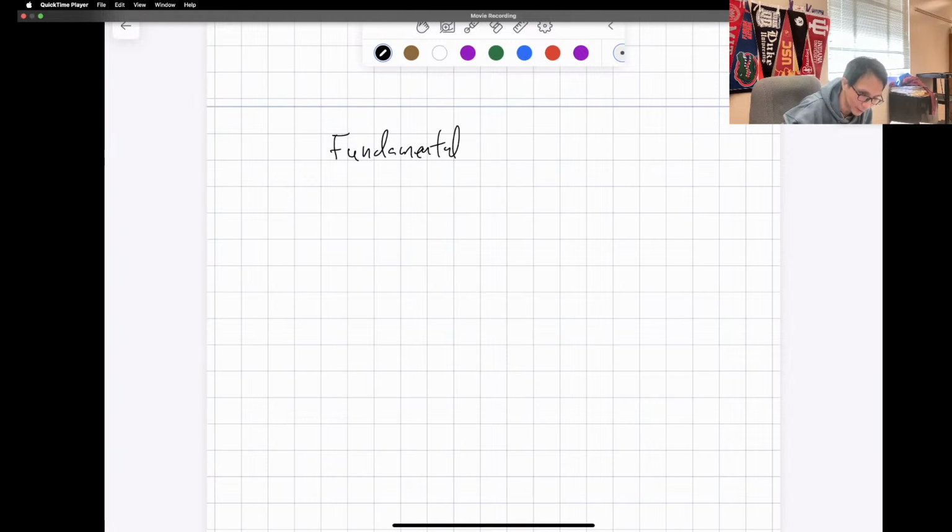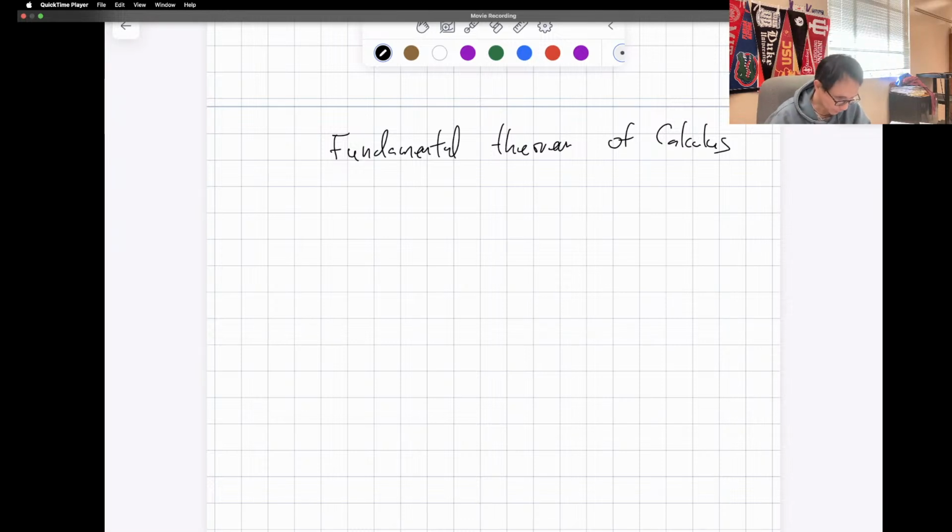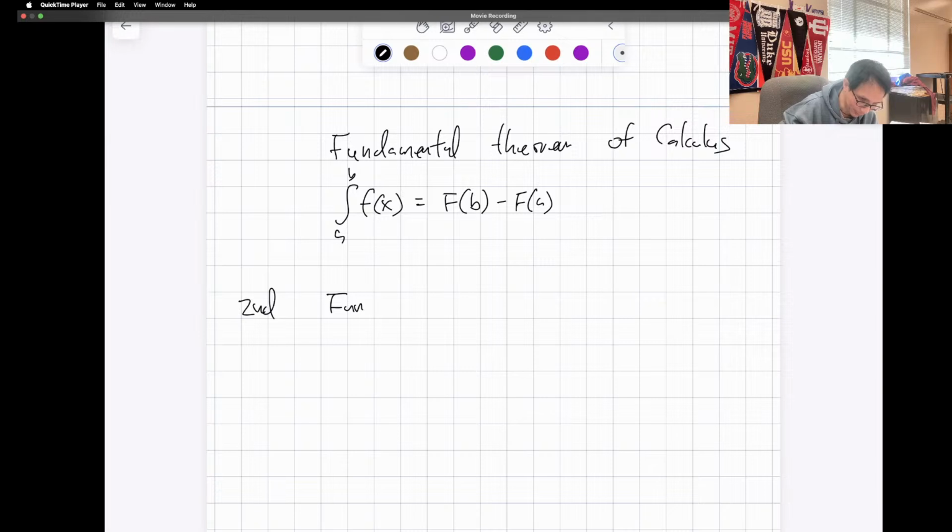Fundamental theorem of calculus. So the fundamental theorem of calculus is fundamental. This one is capital F and this one is non-capital f of x between a to b is equal to F of b minus F of a. That's what you did yesterday for homework. But today we're going to teach you the second part. This is called the second fundamental theorem of calculus.